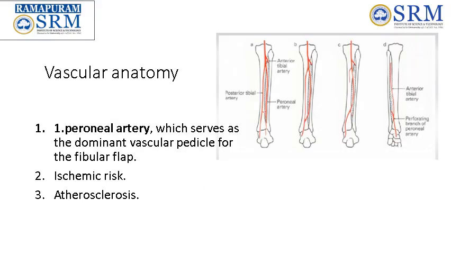Now coming to vascular anatomy, the fibula is supplied by the peroneal artery, which is the dominant vascular pedicle of the fibula flap. We have different arterial variations. Sometimes the peroneal artery can branch out from the posterior tibial, or it can be a single peroneal artery from the main trunk, or you can have a separate branch from the popliteal artery, called the peroneus magnus.